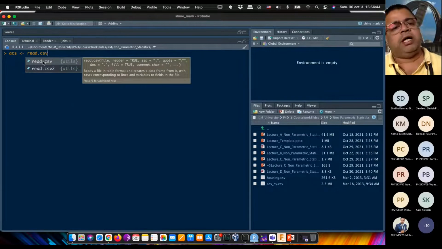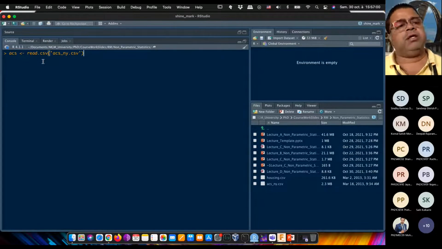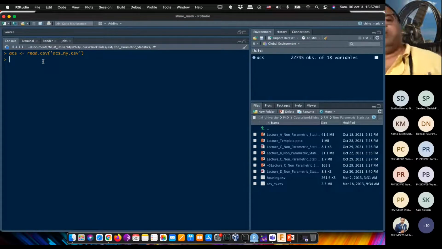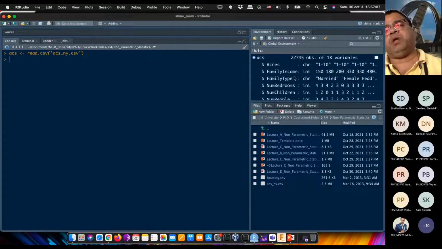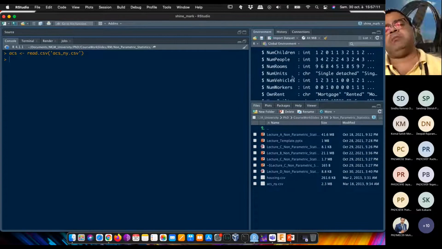If I do that, I just have to name the file which I'm reading, acs_ny.csv. By default there will be a header and a separator, because it is a comma separated value file. You can read the data into the environment. Now, once you have read the data into the environment, there is this family type and this num units.